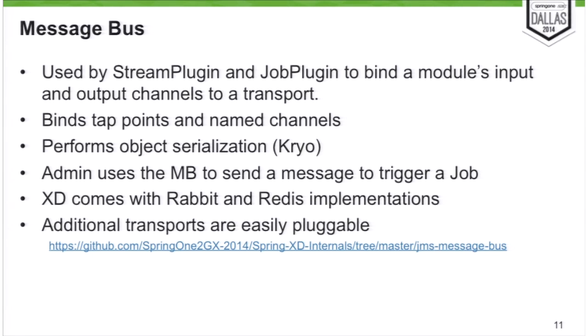Other transports are easily pluggable, as I mentioned, and I did prepare some code for this, which is at the Spring One GitHub repository. If you're interested, we really don't have time to walk through this, but if you want to see a bare bones JMS message bus, this project illustrates how it's plugged in very easily. Writing the message bus is a little bit more involved, but it gives you an idea, and it's something that works over JMS with an embedded ActiveMQ server in single node. So I'll refer you to this link if you want to see how that's done.